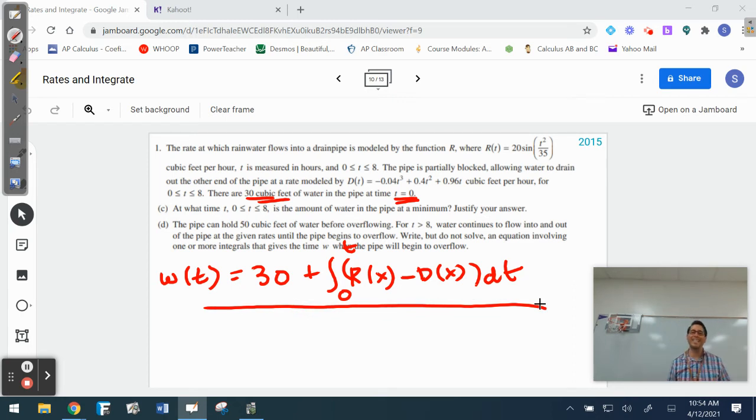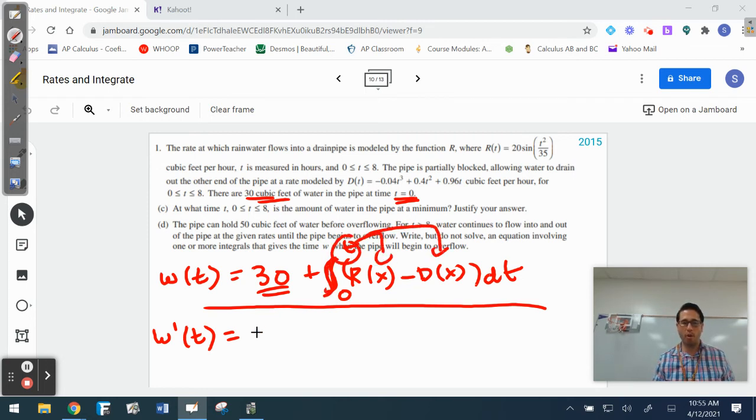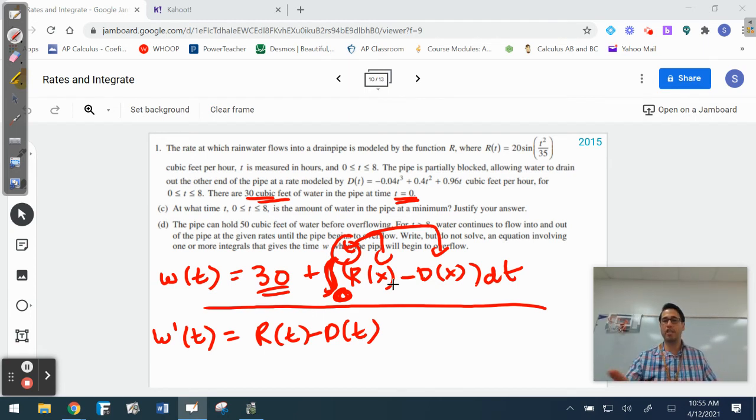Now I want to know when it is at a minimum. And we all know to find a min, max, or extrema, we take the derivative. Now, when I take the derivative of this, the derivative of 30 is 0, but the derivative of an antiderivative just means you plug that into both variables, R of t minus D of t. Okay, remember, when you take the derivative of a constant, you get 0. So we don't have to account for that, just the variable. But remember, whenever you take the derivative of an antiderivative, it could change. Here, the derivative of t is just 1, so we don't necessarily have a chain rule to worry about.